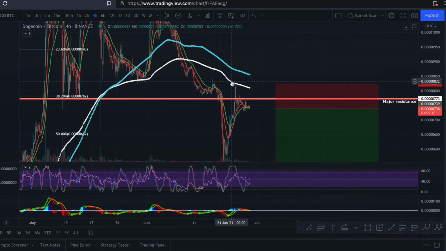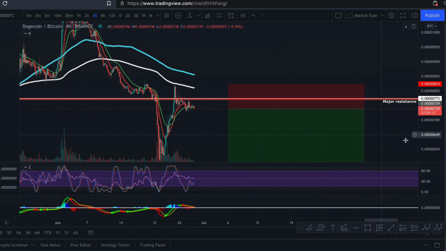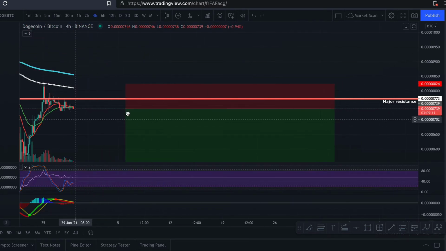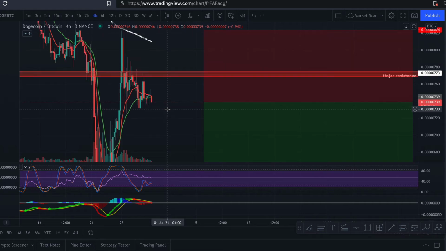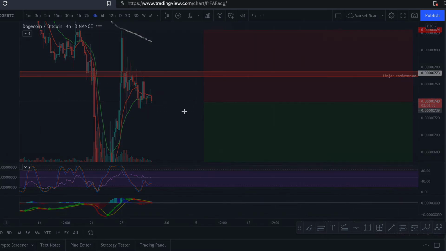Ooh, if it falls, this is what I'm going to do. I'm going to set another conditional order in case it falls below here, because this was pretty deep. This was pretty big support. So if it falls to 730, oh wait a minute, that's on Bitcoin.